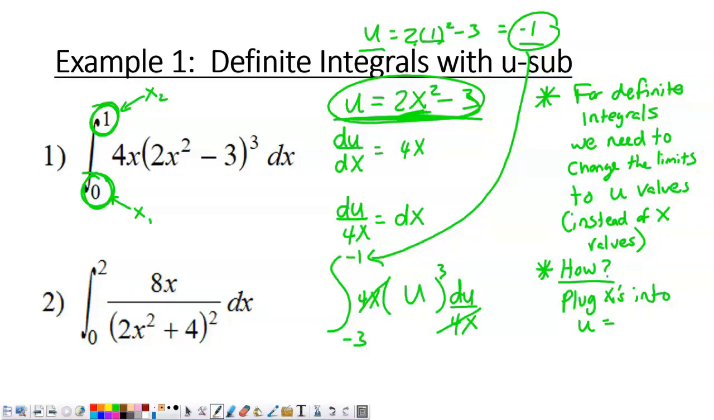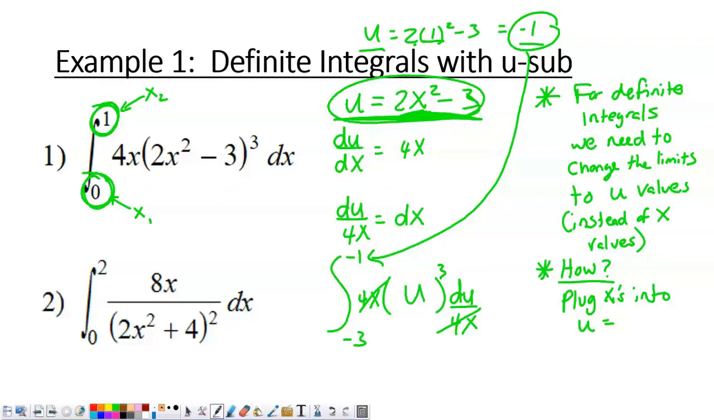Okay, so that's the main step. That's the new thing for today. So for definite integrals, we also need to change the limits into u values instead of x values. How do we do that? By plugging those limits in up here. We'll transform them into u values. Since we're changing everything into u's, even the limits need to change into u values.